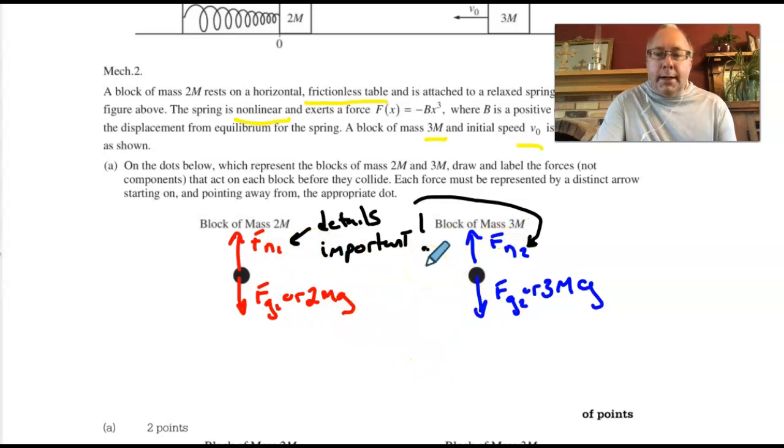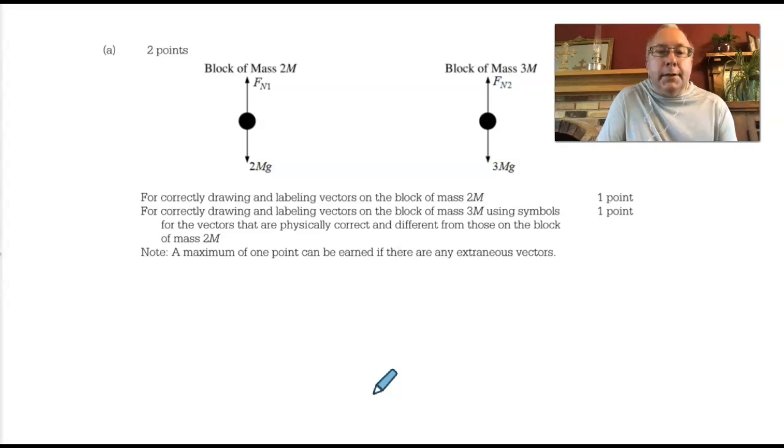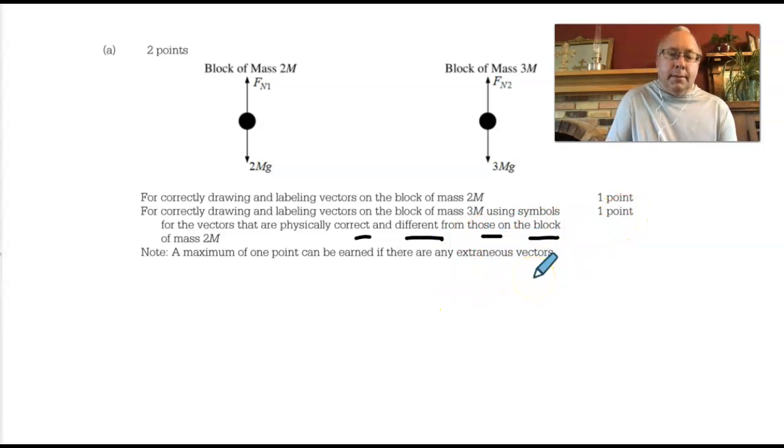Let's take a look at the scoring guideline and see what they awarded. It's the same idea, right? Now you can put mg in for the mass, but 2mg and 3mg is fine. But what they want is a point for those, and they want to show that they're not only correct, but they're different from those on the other block. That's what helps earn the point. So details are somewhat important, so I want to show you that.